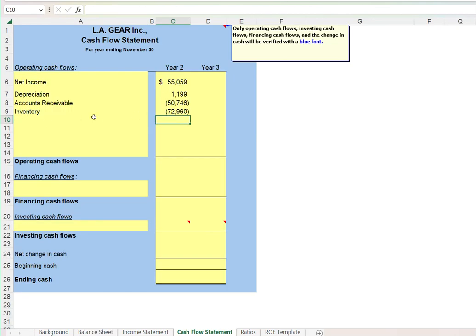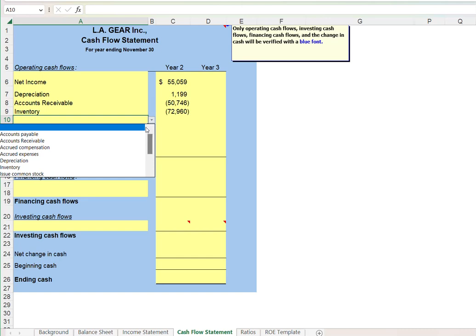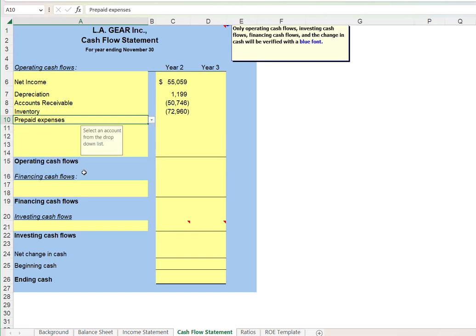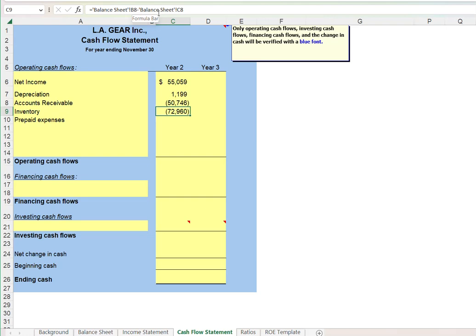So what we can really do then for prepaids, and we could have done this for inventory as well, let's find our prepaid expenses. And we can simply copy that down. And notice up here, we've got B8 minus C8. When we copy that down, that'll change to B9 and C9. So we've picked up all of our current assets.